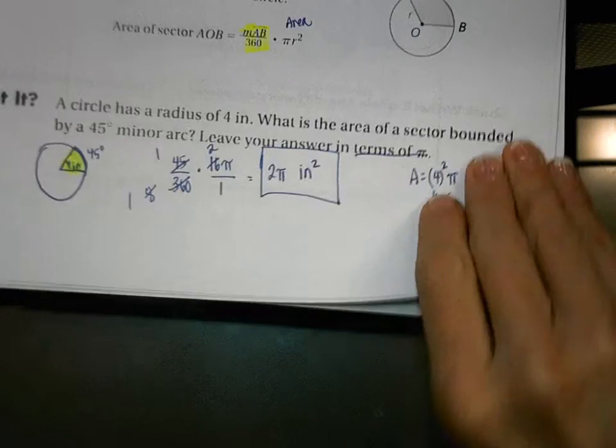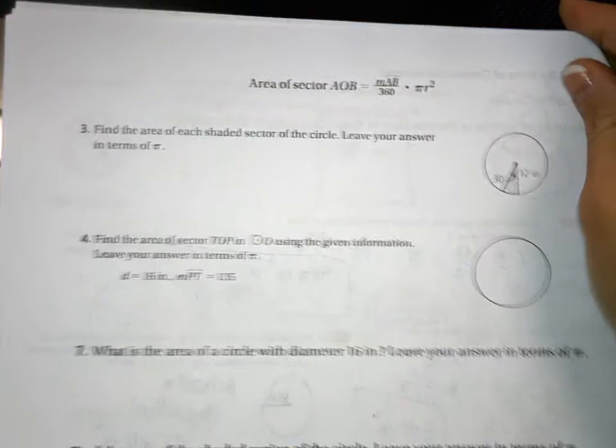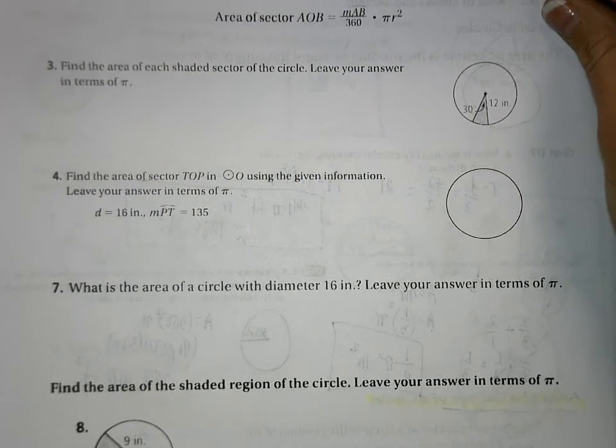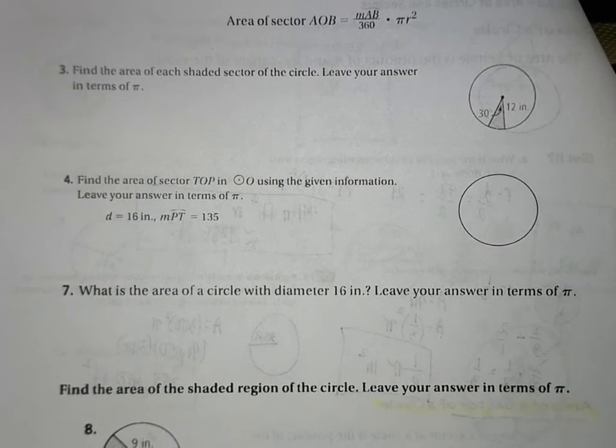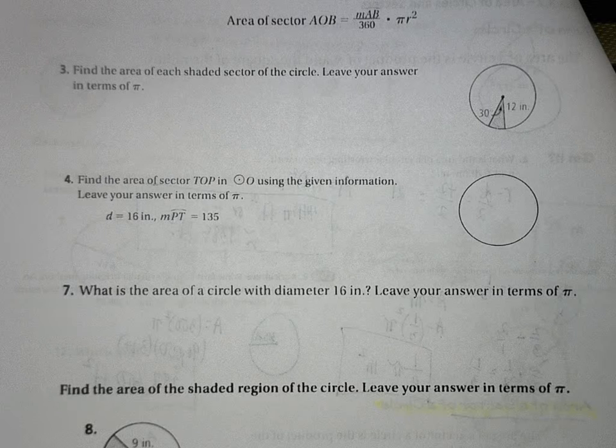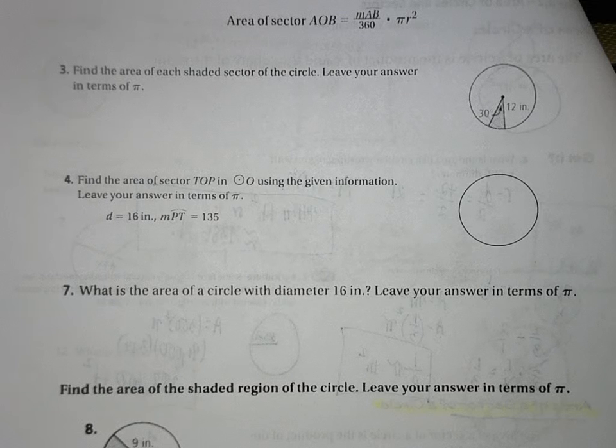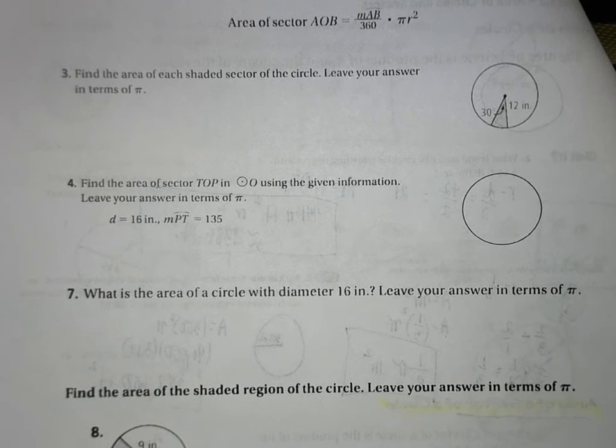Okay, moving on to number 3. I have the formula for the area of a sector here on the back. So find the area of each sector of the circle. Leave your answers in terms of pi. We need to always find our area and then plug it into our formula. So on this circle, let's find our area.